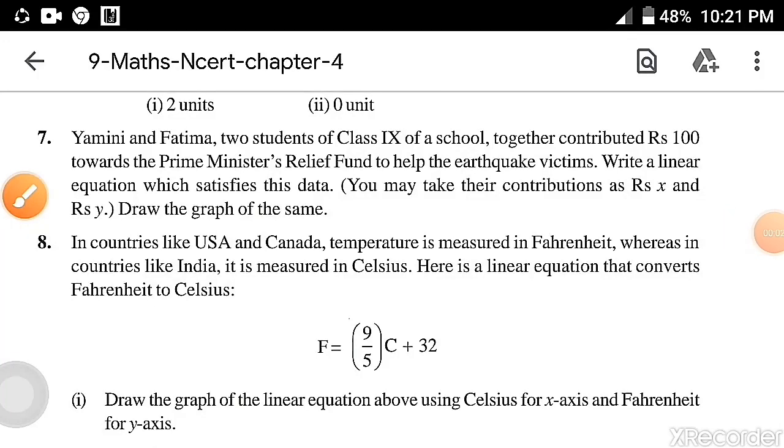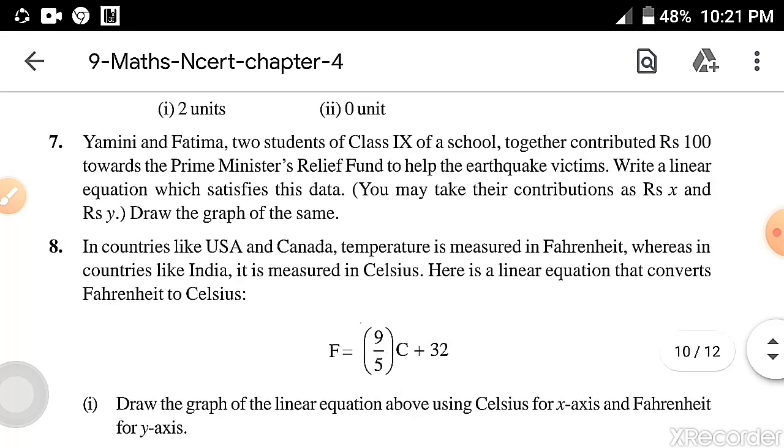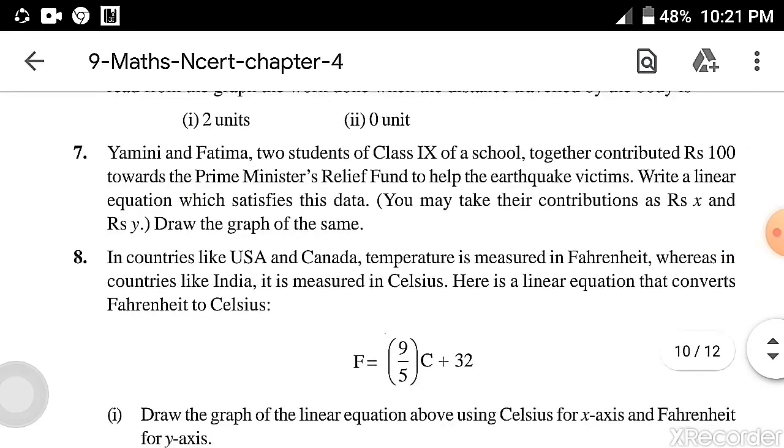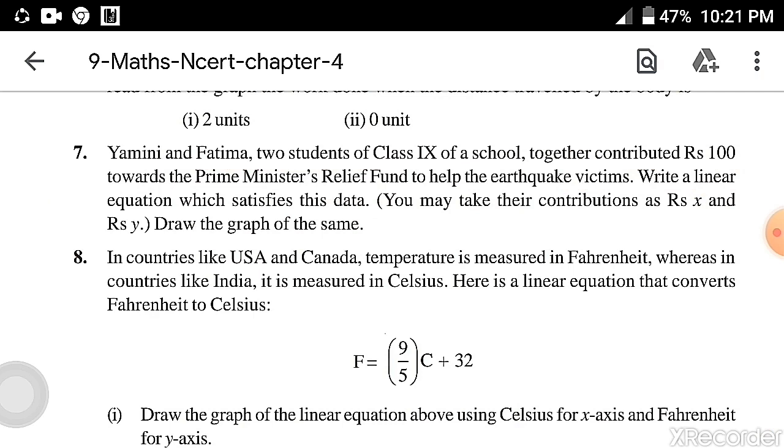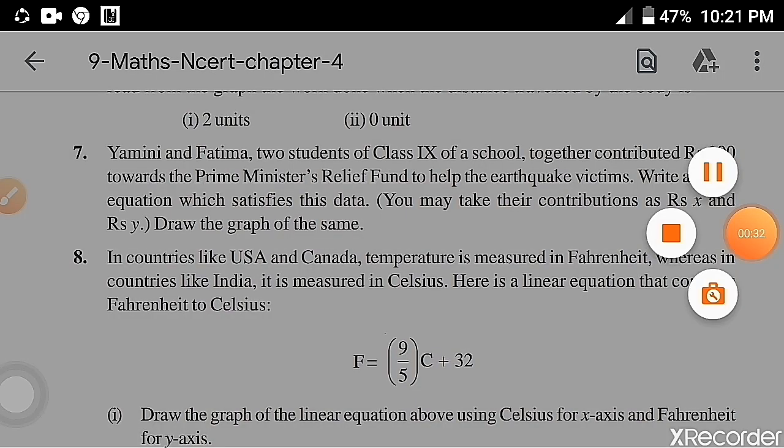See the next question. In the next question you can see that Yamini and Fatima are 2 students of class 9 of the school, and they are contributing 100 rupees to the Prime Minister Relief Fund to help the earthquake victims. Now you have to change this into a linear equation in two variables. So what will you do in this question? See how we will make the equation.